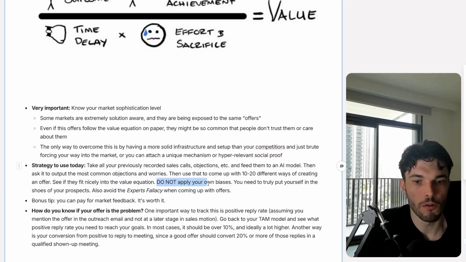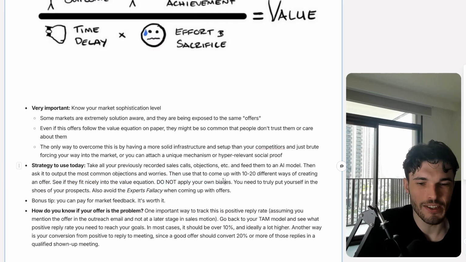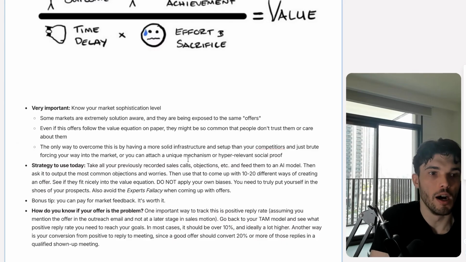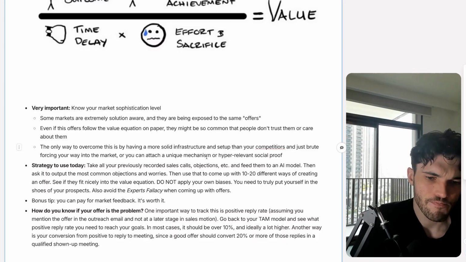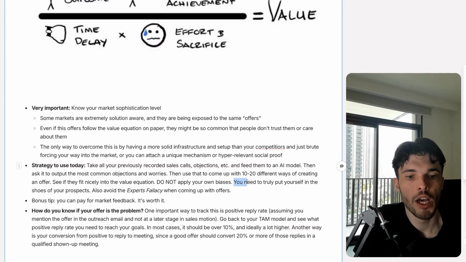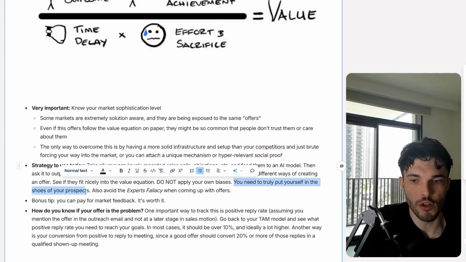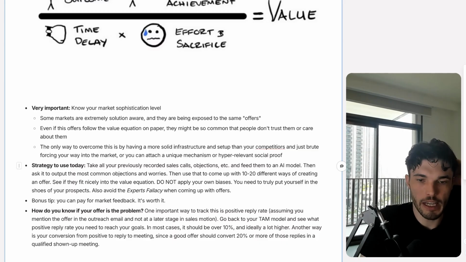Do not apply your own biases because it's really easy to do this when you're setting up your offer. You have a unique perspective that your prospects and ideal customers might not have. So you need to really truly put yourself in the shoes of your prospects, right? Even though it can be really difficult, and you want to avoid the expert's fallacy.